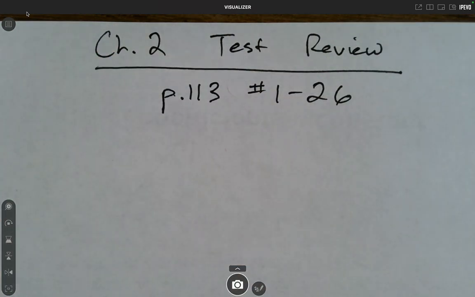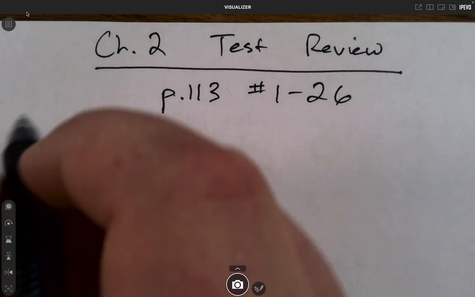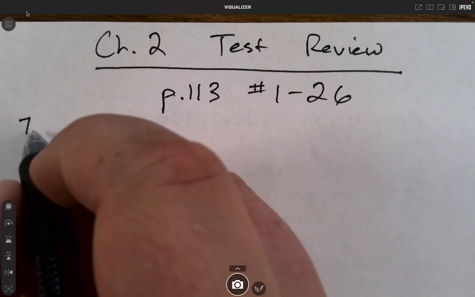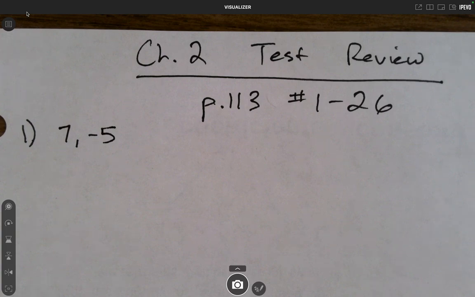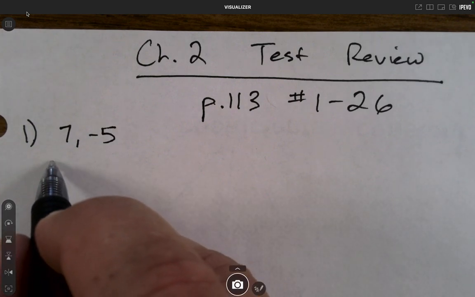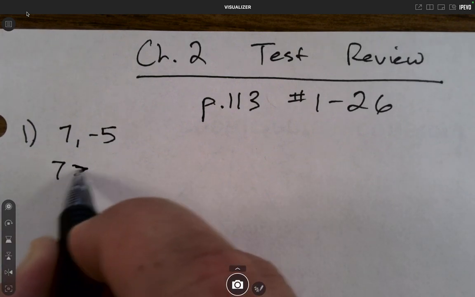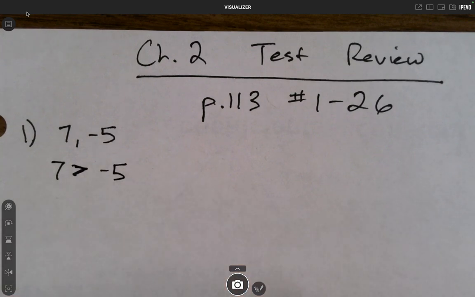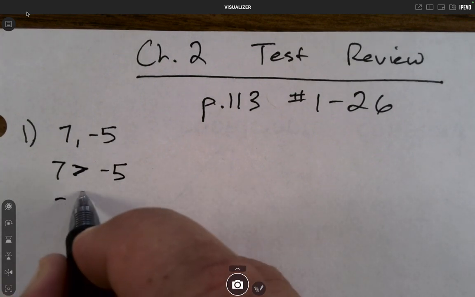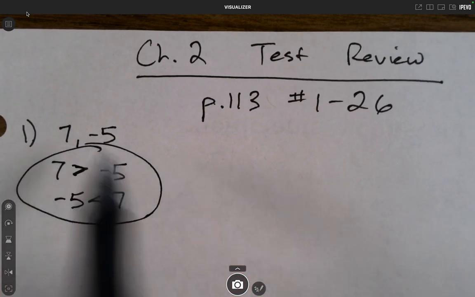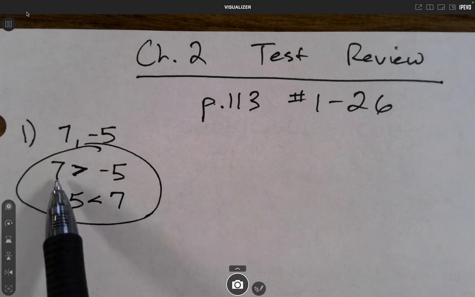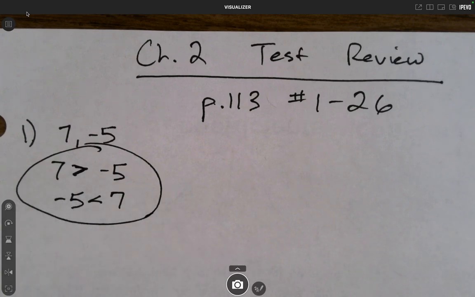So on number 1, it says, use two inequalities using each pair of numbers. Use the symbols less than and greater than. So the first two numbers are 7 and negative 5. So you could just start by saying 7 is greater than negative 5. And you can also say that negative 5 is less than 7. So that's the way you can write two inequalities, is you just put one number first the first time and the other number first the second time.